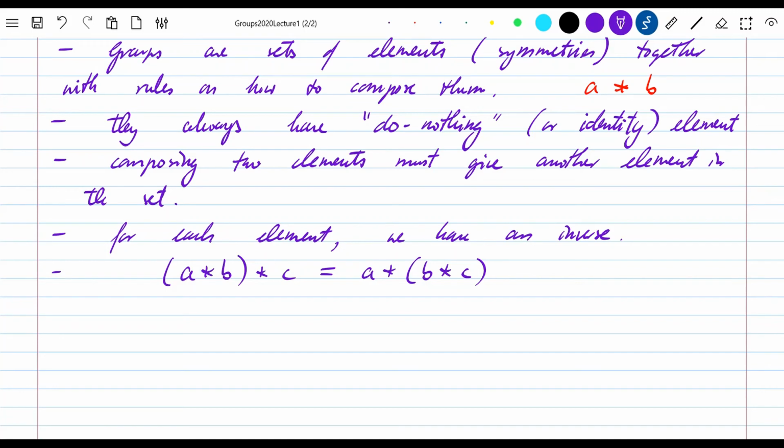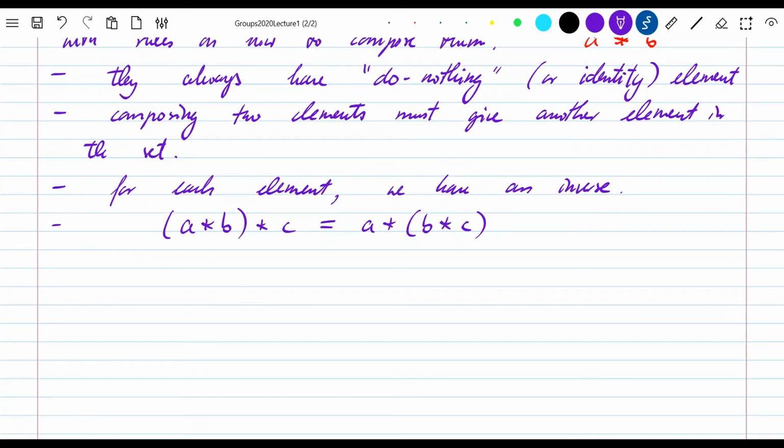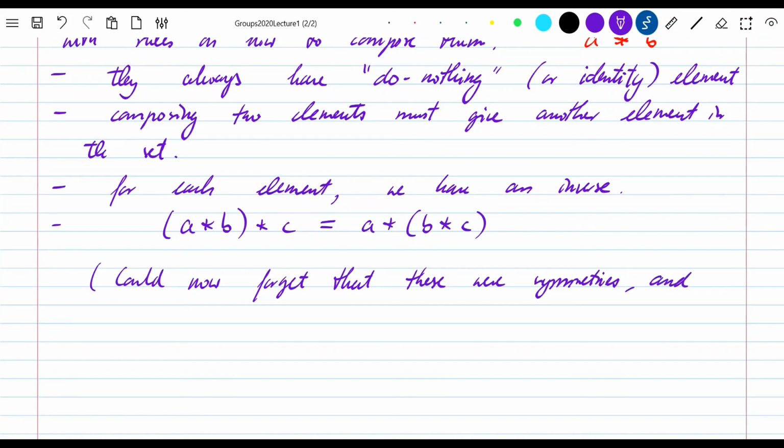Okay. And so the interesting thing is that once we have our set of elements in our group and a way to compose them that satisfies these rules, we can actually forget that these were symmetries and just look at them abstractly as elements with certain rules for composing them.